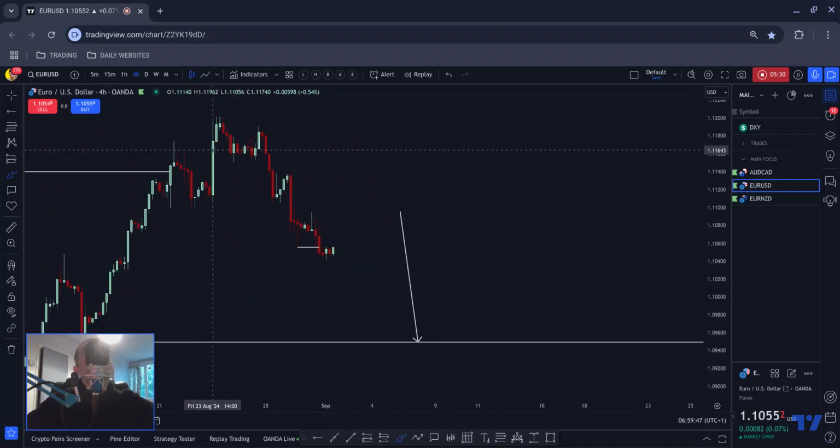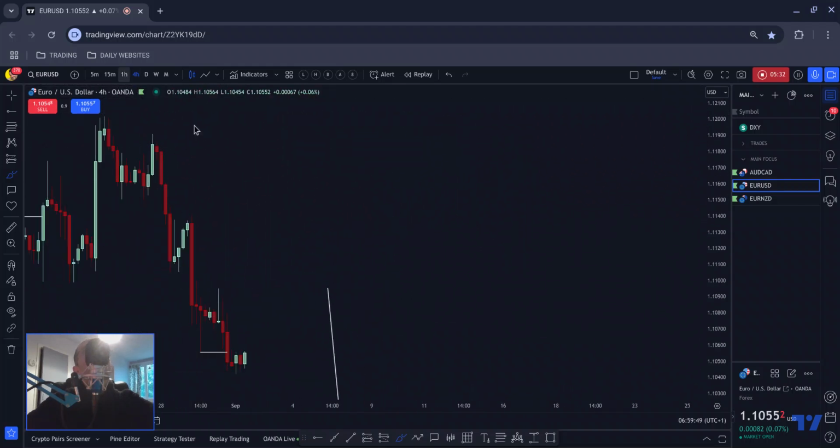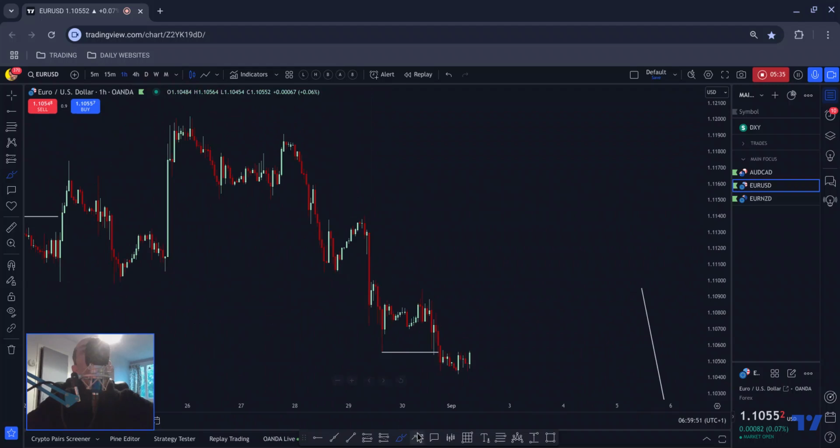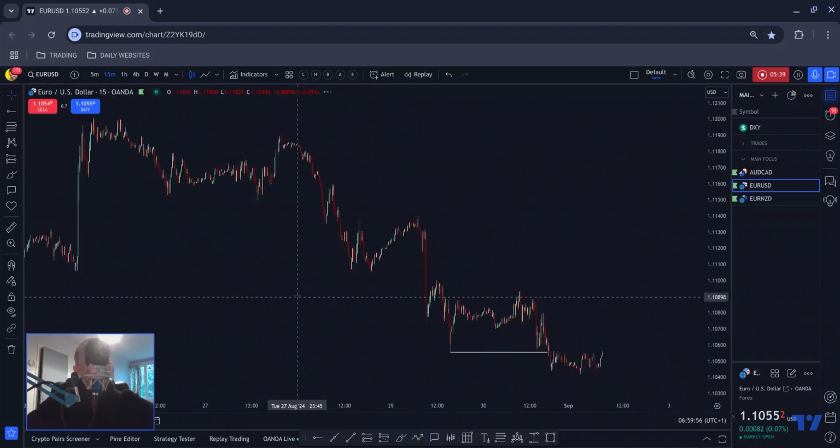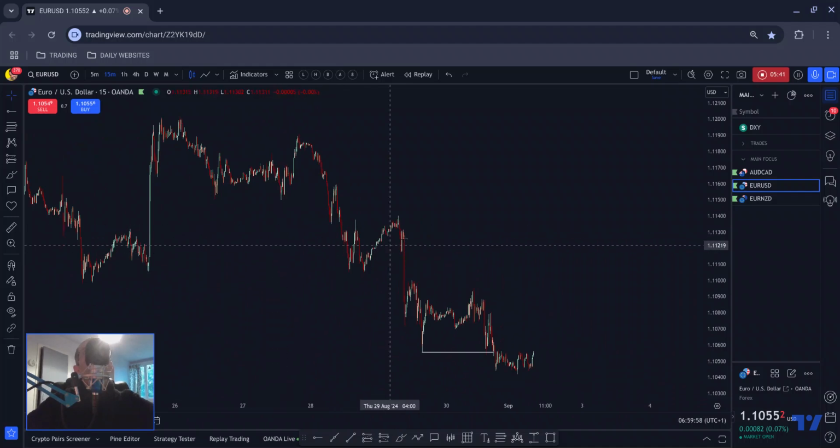to push lower. You can see, if we just zoom in, I'm going to speed up a bit. We have this consolidation here. You can kind of see this a bit more clearly on the 15-minute. We had this consolidation. We dropped out. No low risk entry there, so I couldn't get involved there.